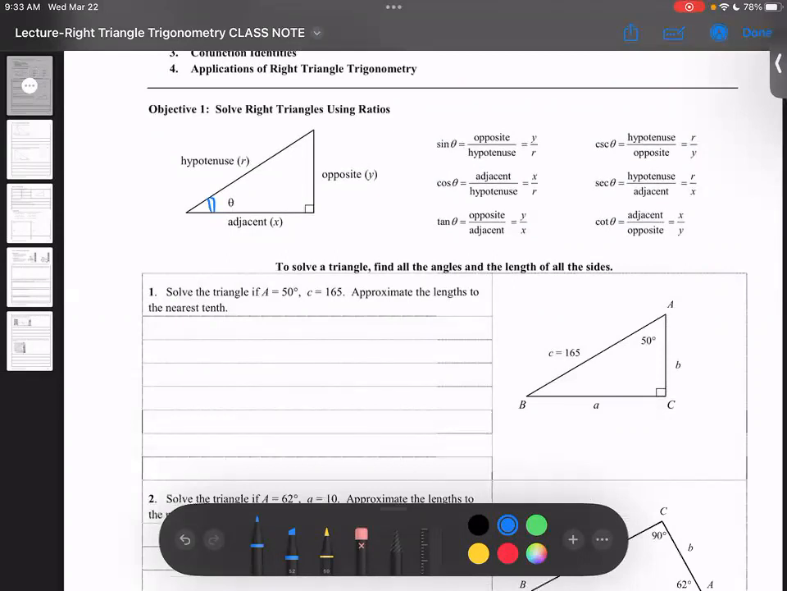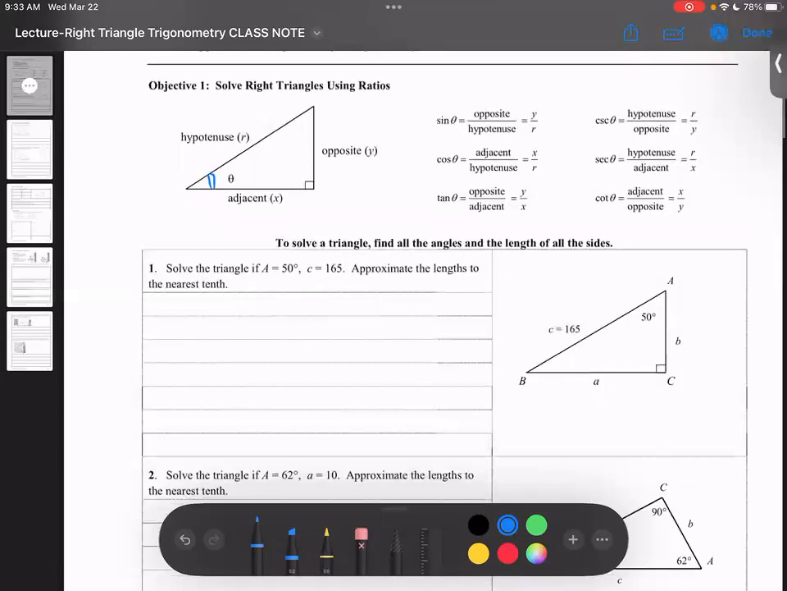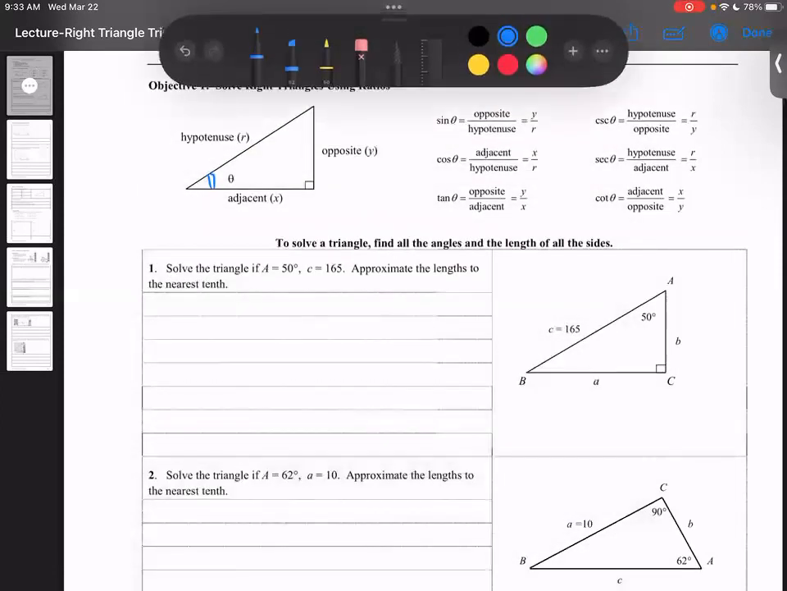Solve the triangle if A is 50 degrees. The hypotenuse is 165 units. Approximate the length to the nearest tenth. So they want to find B and A, those two legs. I have an angle and I have a hypotenuse. So my best bet is either using cosine or sine, right? I can't use tangent, because for tangent I need the opposite and adjacent, and that's what I'm looking for. So I'm going to use sine.